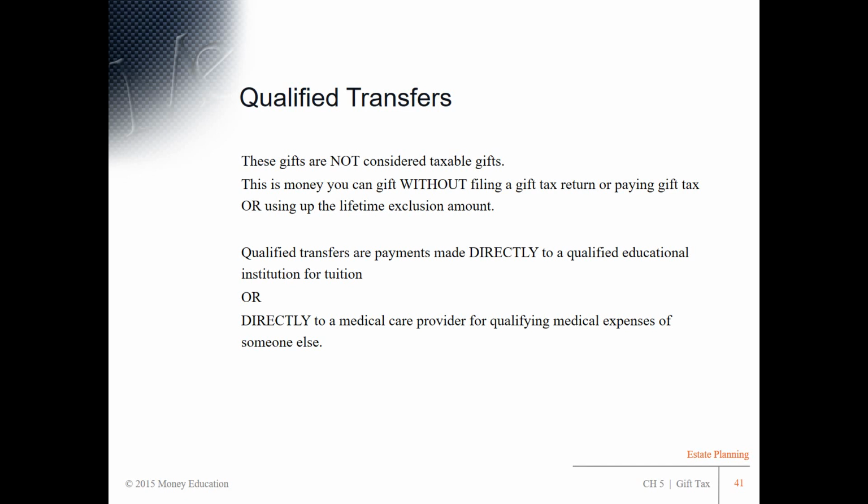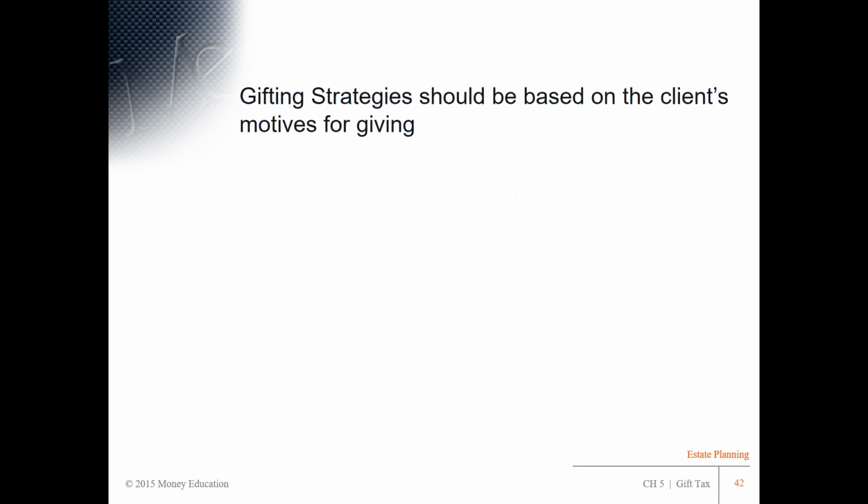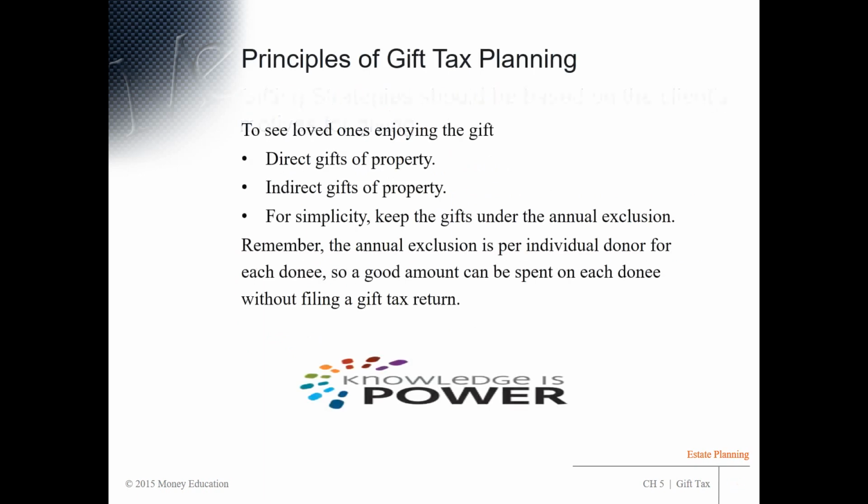So you can basically gift money to actually anyone you want, usually children, grown children or grandchildren, right? By directly paying for education or medical expenses, and you don't even use up any of that exclusion amount. So gifting strategies should be based on the client's motive for giving. So here's some motives. To see loved ones enjoying the gift. So often giving direct gifts of property or cash, right, are a good thing if you want to actually see them enjoy the gift. Indirect gifts of property if you want to give them part of your vacation home.